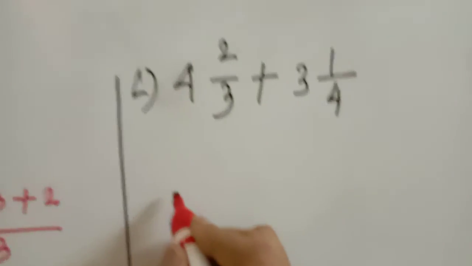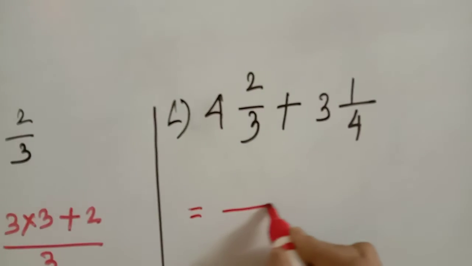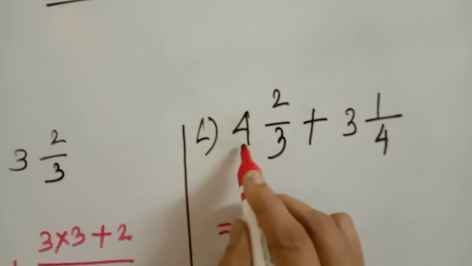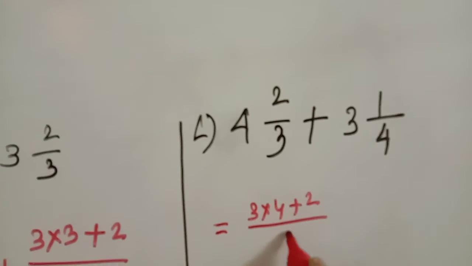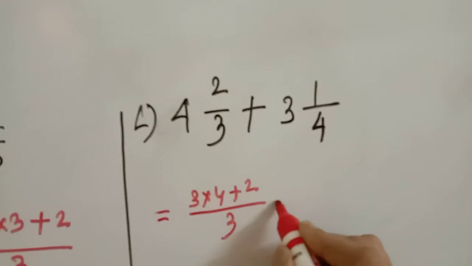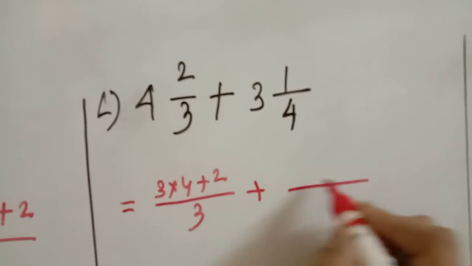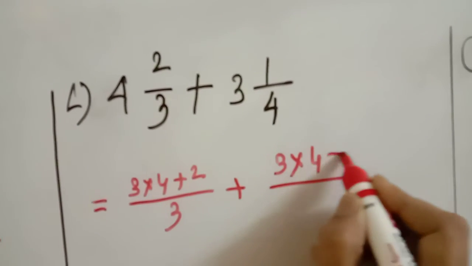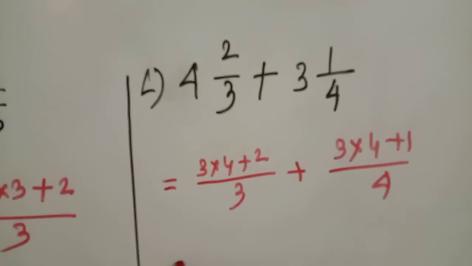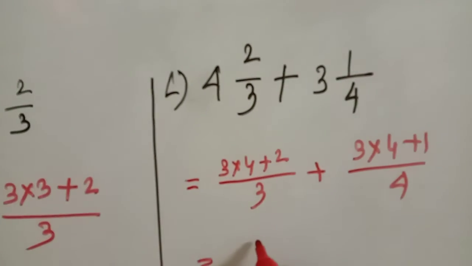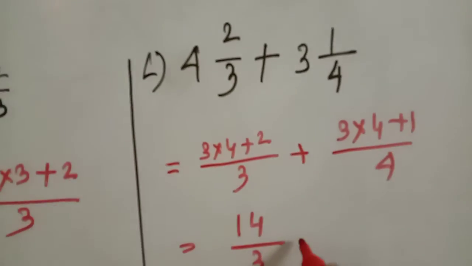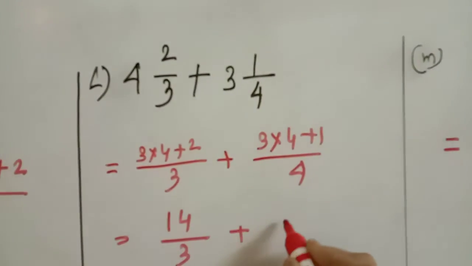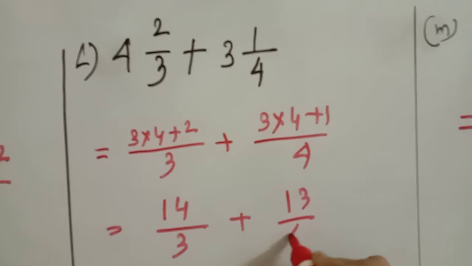Come to the next question. Here also it is a mixed fraction. See, when it is a mixed fraction, how to do it? 3 4s are 12, 3 into 4 plus 2 by 3. You can do it directly also. Those who can do it directly, you can do it directly. 3 into 4 plus 1 by 4. That means 3 4s are 12, 13, 14 by 3 plus 3 4s are 12, 13 by 4.